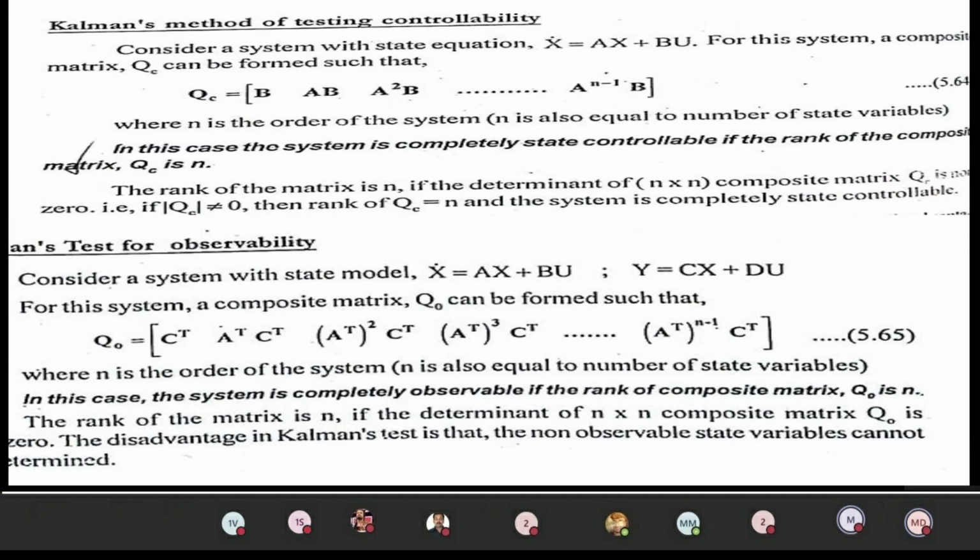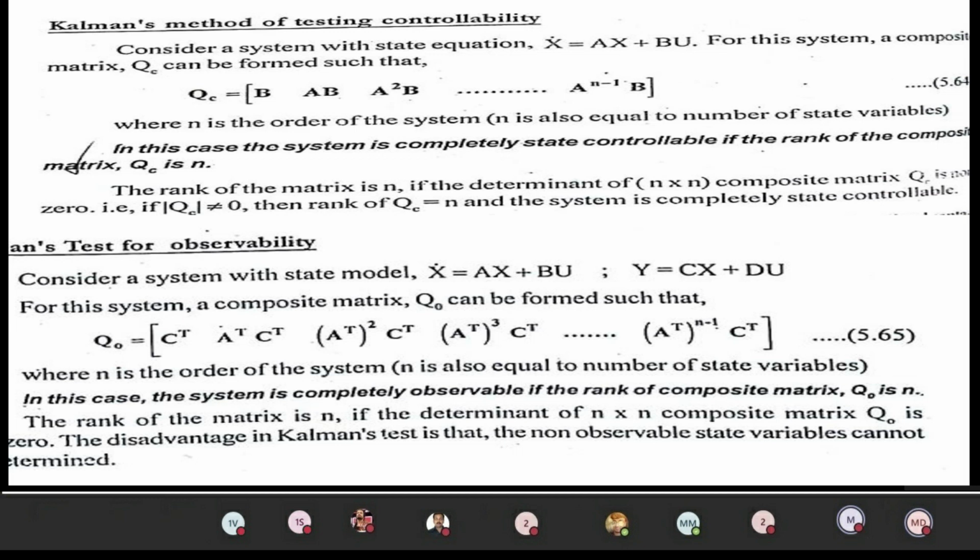Then we can see Kalman's test. In Kalman's test, the controllability can be checked using B, AB, and so on up to A to the power N minus 1 times B. This formula is used to determine the controllability. Here the determinant of QC should be not equal to 0, and the rank should be equal to the number of state variables. Then the control system will be completely controllable, otherwise not controllable.